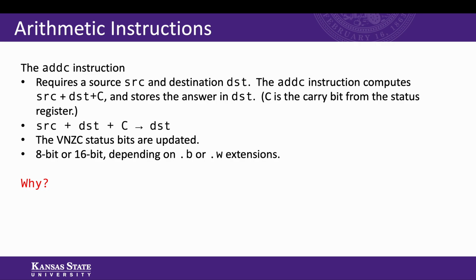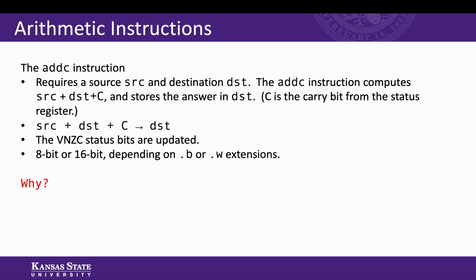Okay, the add C instruction requires a source and a destination, but it also computes source plus destination plus the carry bit and stores the answer in destination. So C is the carry bit from the status register, as we were talking about. In the second bullet point here, we would write source plus destination plus C gets stored as dest. Because this is an ALU operation, the VNZC status bits are updated, and of course we can do this on 8 bits or 16 bits.